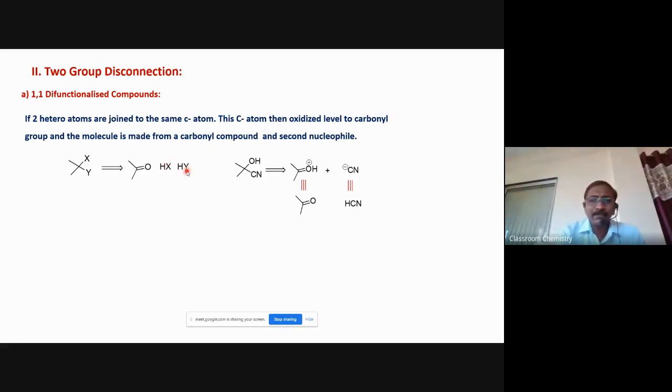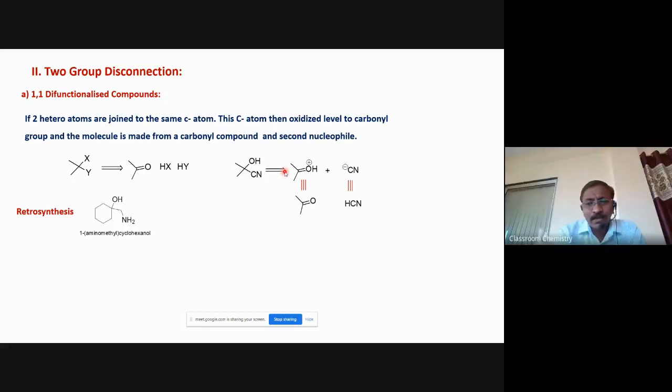The two functional groups like X and Y are taken as HX and XY. If you take a simple example, that is cyanohydrin. In the disconnection of the cyanohydrin compound, two functional groups, hydroxyl and cyanide, are attached to one and the same carbon atom, and that's why it is called a 1,1 difunctionalized compound. When the lone pair of electrons of oxygen forms a double bond, cyanide is removed, so cyanide gets a negative charge and oxygen gets a positive charge. Generally we get the corresponding acetone and HCN. It is a very simple reaction: potassium cyanide in an acidic medium reacts with acetone to form the corresponding cyanohydrin.